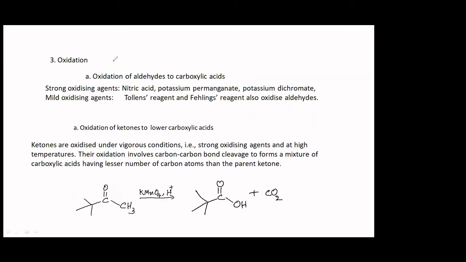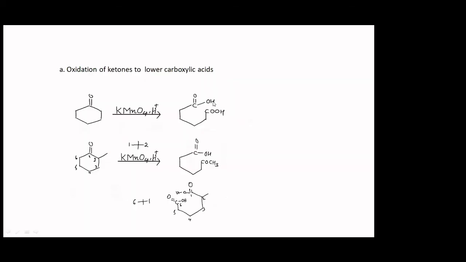Now let's move on to oxidation of ketones to lower carboxylic acids. See, there is one example here. Now, if you take cyclohexanone, cyclohexanone is a ketone, the bond can break here. You will get only this product. But if there is a methyl group, then the bond can break between 1 and 2, this bond, and you get that product which is indicated there. This is the product.